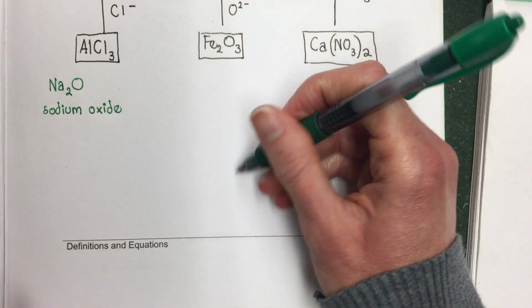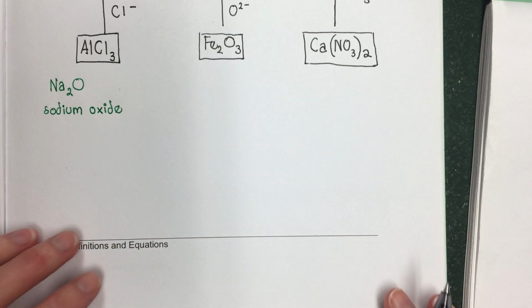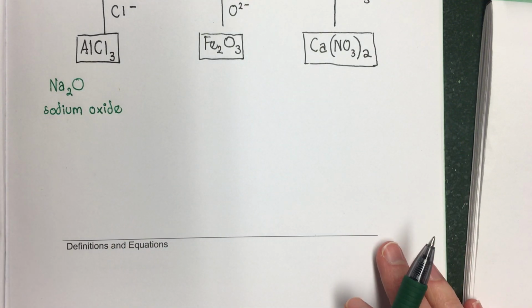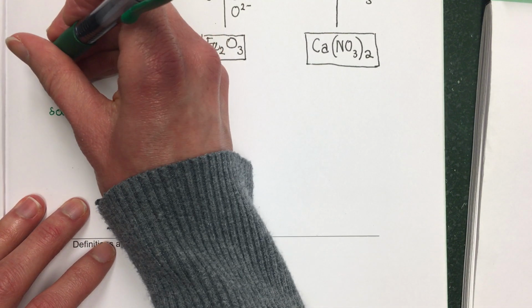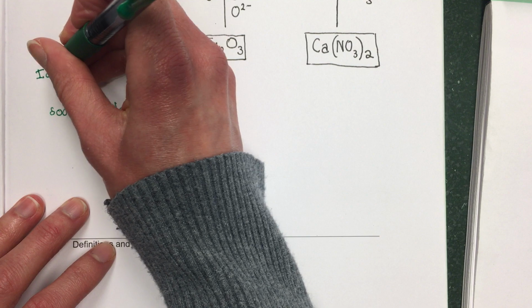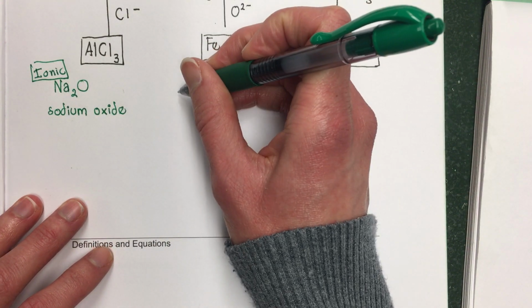Now I do want to stop here and remind you, these are the naming rules for ionic compounds. So when we have a metal and a nonmetal, we're going to do some different rules for covalent compounds in a second. But this is just for ionic compounds. So maybe we should label this ionic compounds. Okay, let's do another one.